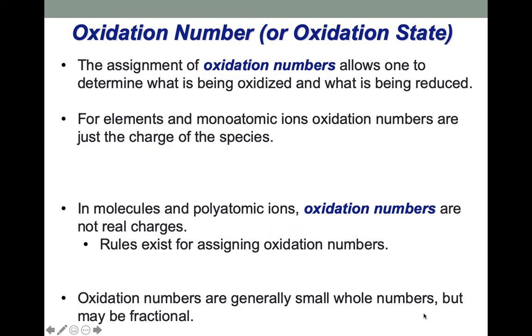Its exceptions are when it's in peroxide, O2 2-, then it's -1. If it's with fluorine, then it's +1. Group 1 elements are always +1. Group 2 elements are always +2. Group 3 elements are usually +3. Group 5 elements like nitrogen are usually -3. The oxygen group, the chalcogens, are almost always -2. And the halogens are almost always -1.